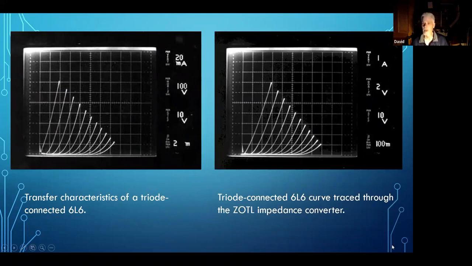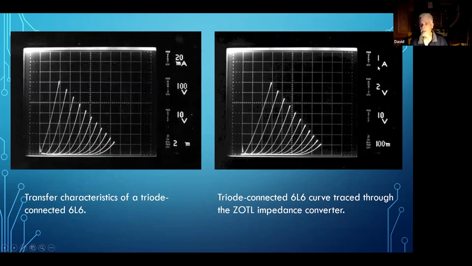So with the ZOTL, I've taken a triode connected 6L6. Now I'm curve tracing it through the ZOTL impedance converter. So let's look at how things have changed. The curves look pretty much identical. The shapes and all that kind of stuff is pretty much the same. But look at these factors.